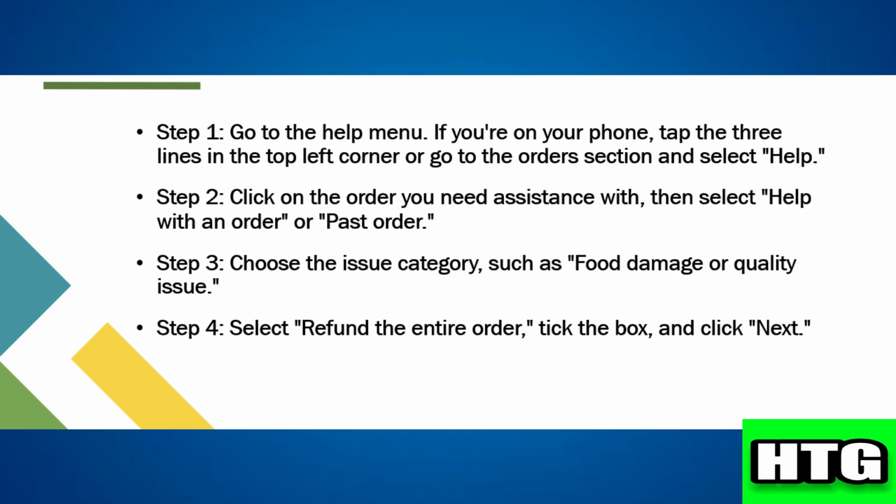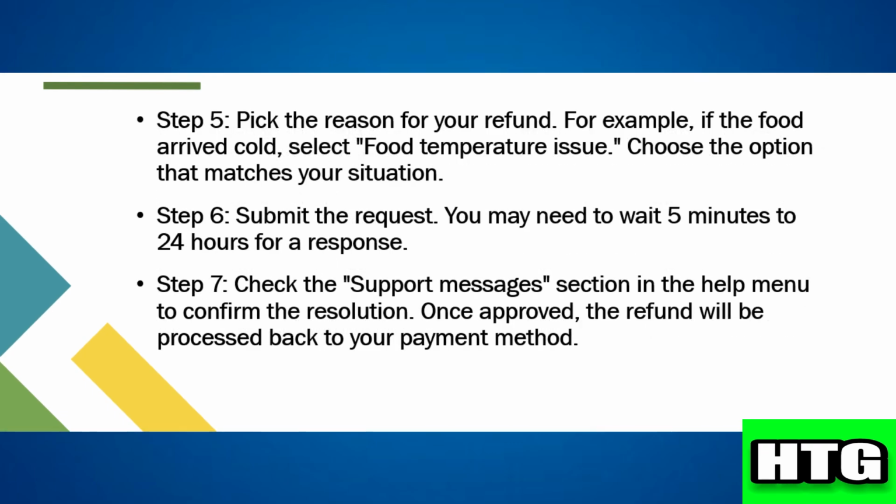Step 3. Choose the issue category such as food damage or quality issue. Step 4. Select refund the entire order, tick the box and click next. Step 5. Pick the reason for your refund. For example, if the food arrived cold, select food temperature issue. Choose the option that matches your situation.